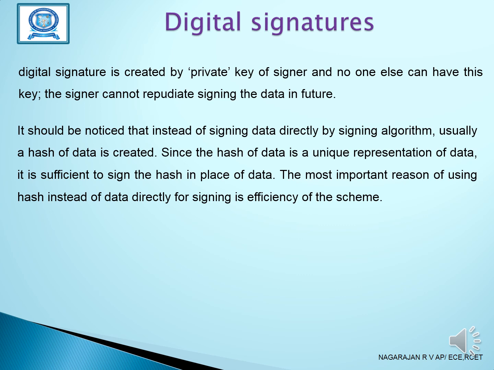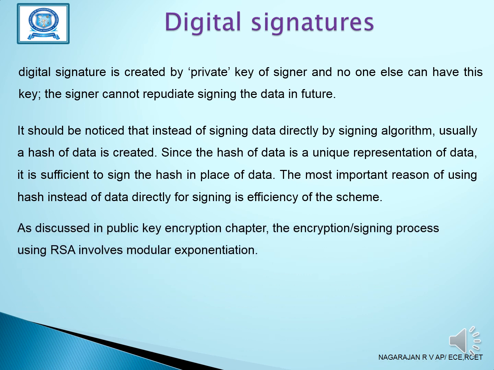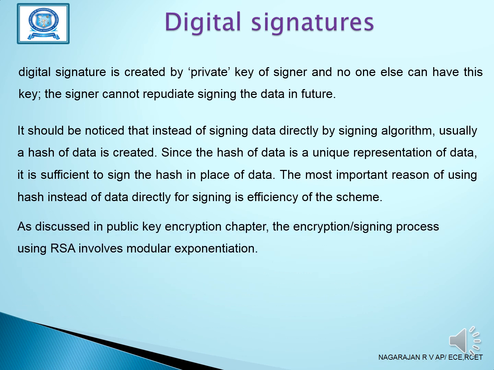It should be noticed that instead of signing data directly with the signing algorithm, usually a hash of the data is created. Since the hash of data is a unique representation of the data, it is sufficient to sign the hash in place of the data. The most important reason for using a hash instead of signing the data directly is the efficiency of the scheme. As discussed in the public key encryption chapter, the encryption and signing process using RSA involves modular exponentiation.